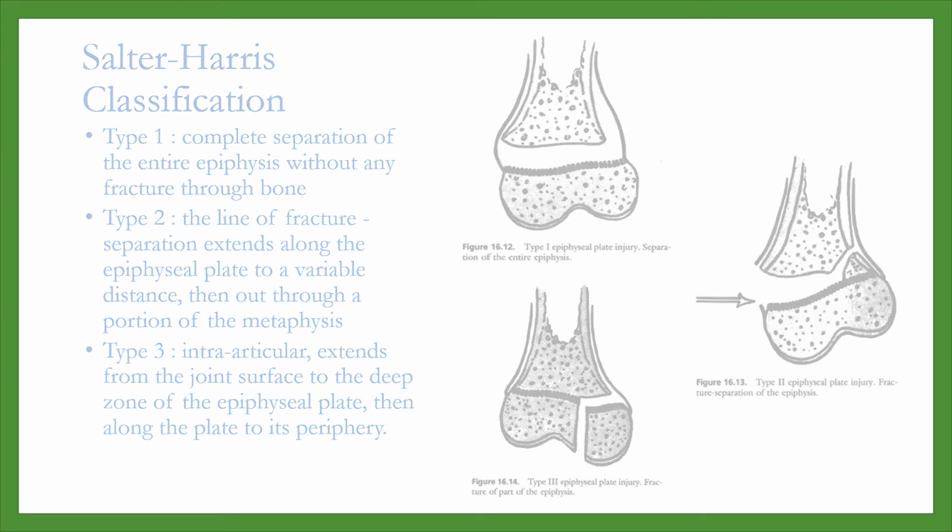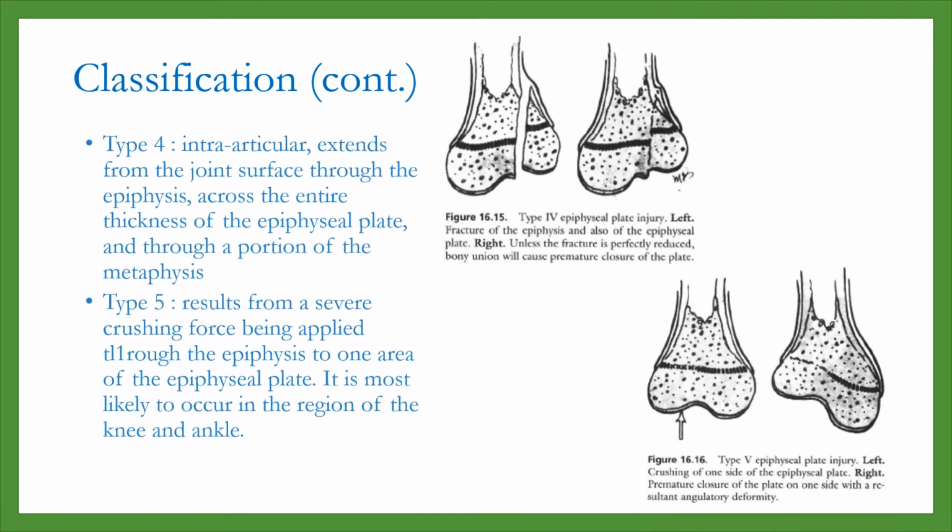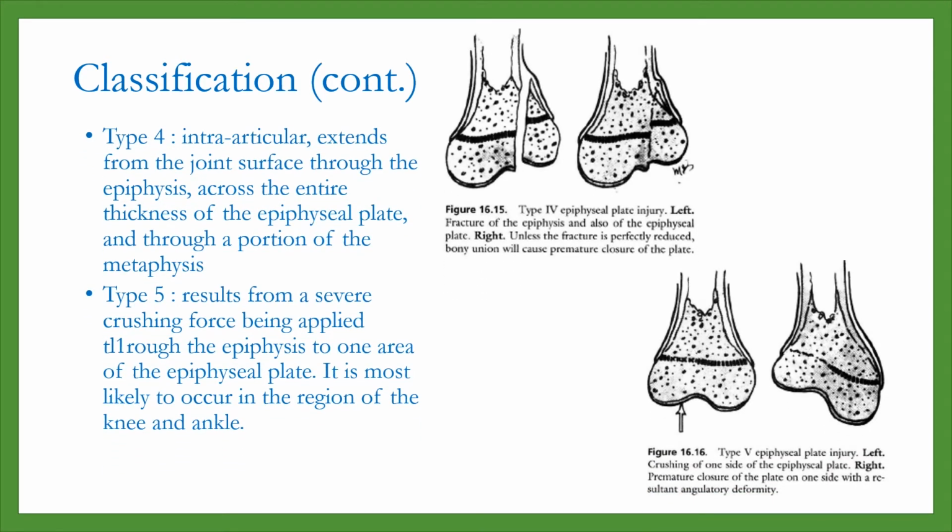Salter-Harris classification. Type 4: intra-articular, extending from the joint surface through the epiphysis, across the entire thickness of the epiphyseal plate, and through a portion of the metaphysis. Type 5: results from a severe crushing force applied through the epiphysis to one area of the epiphyseal plate. It is most likely to occur in the region of the knee and ankle.